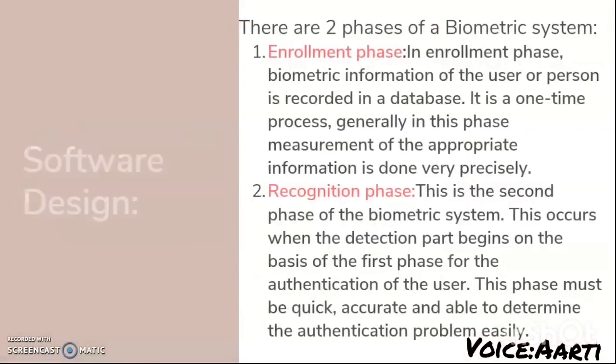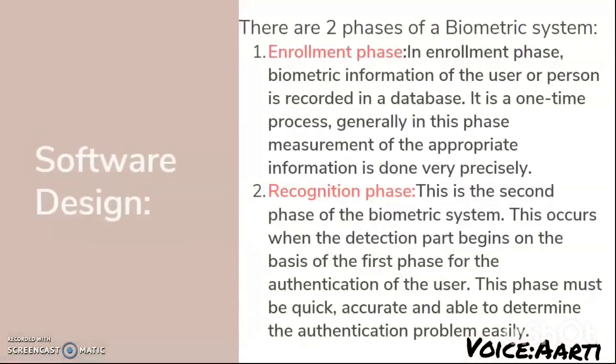Software design. There are two phases of a biometric system. First, the enrollment phase. In the enrollment phase, biometric information of the user or person is recorded in a database. It is a one-time process. Generally, in this phase, measurement of the appropriate information is done very precisely. Second, the recognition phase. This occurs when the detection part begins on the basis of the first phase for the authentication of the user. This phase must be quick, accurate, and able to determine the authentication problem easily.